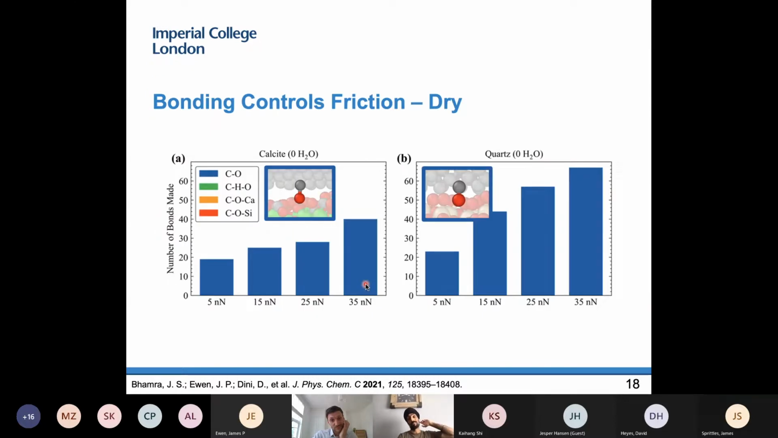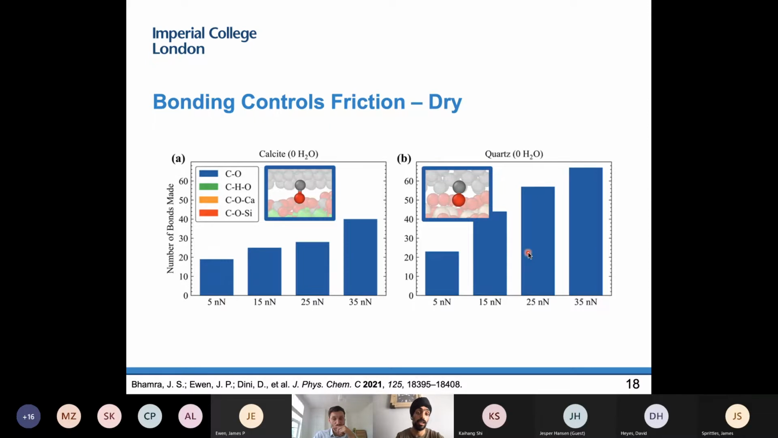And this is basically how bonding controls the friction. In the dry cases, you essentially saw that there was only one bond mainly forming, carbon-oxygen, where carbon here represents diamond in the tip surface. There was no bonding between carbon and silicon, or carbon and calcium. So this is the main trend we saw. And we can see that for quartz, there's a ton more diamond-oxygen bonding, which is what we attribute the high friction to.